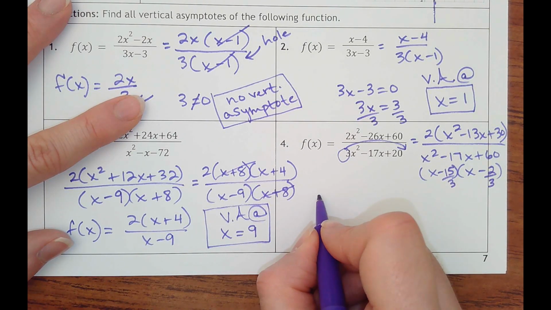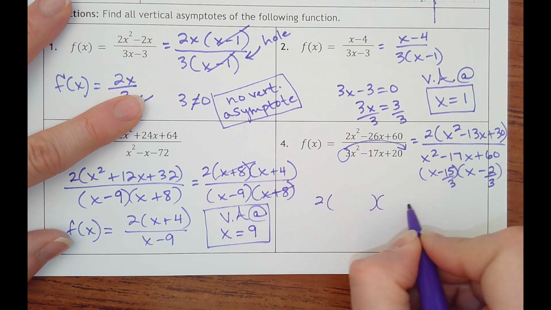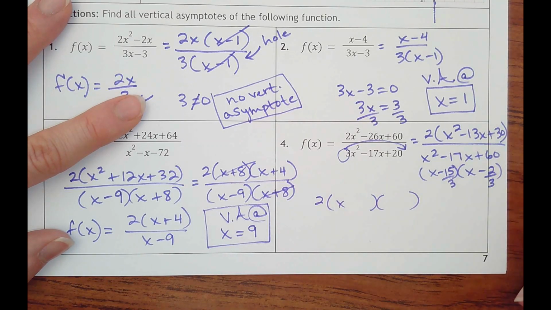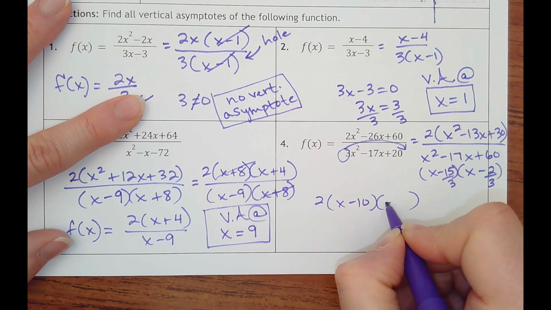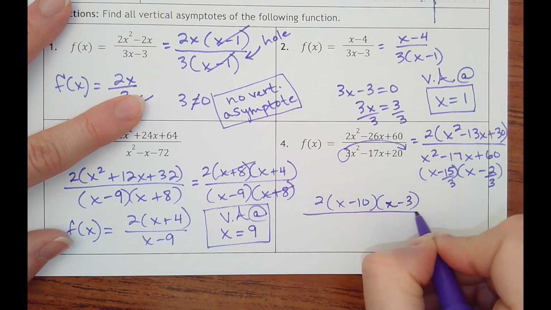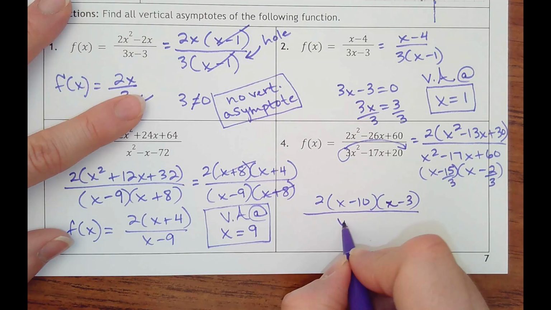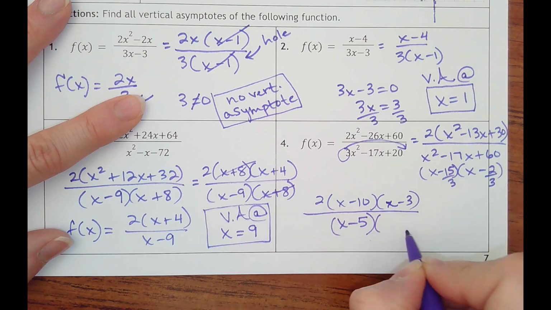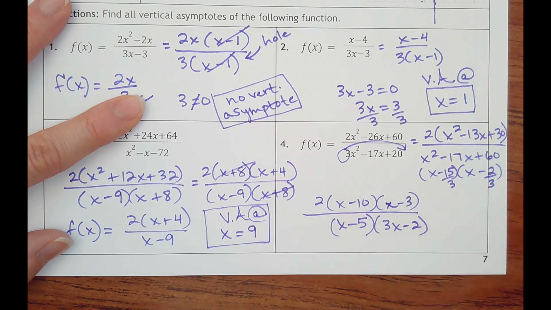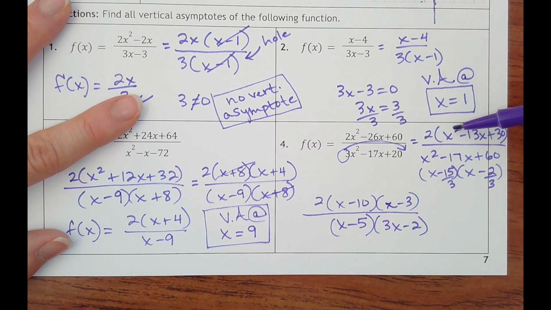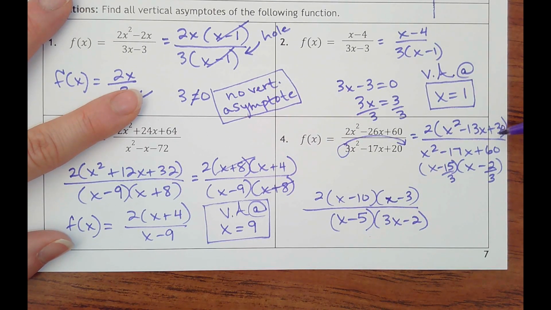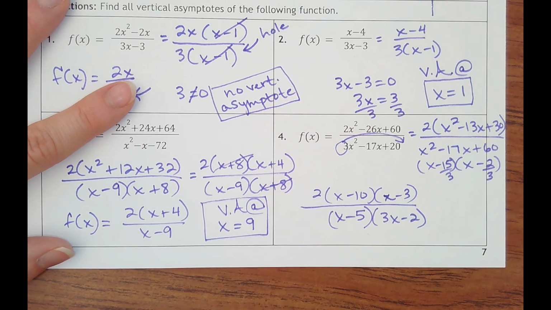Okay. So on the top, I have 2 times, I have to factor again. That would be -10 and -3. And on the bottom, I have x minus 5 and 3x minus 2. Did I do everything right? Okay, so I did all that factoring kind of for nothing because nothing cancels, so there's no holes.